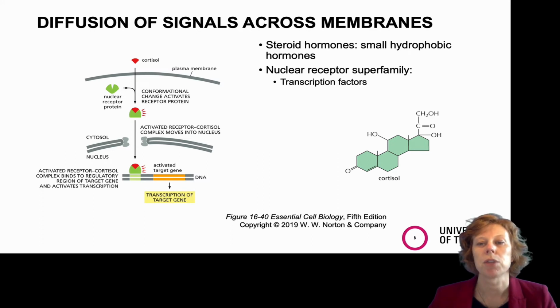Whereas the receptors for cortisol and some other steroid hormones are located in the cytosol, those for other steroid hormones and for thyroid hormones are already bound to DNA in the nucleus, even when hormone is absent.